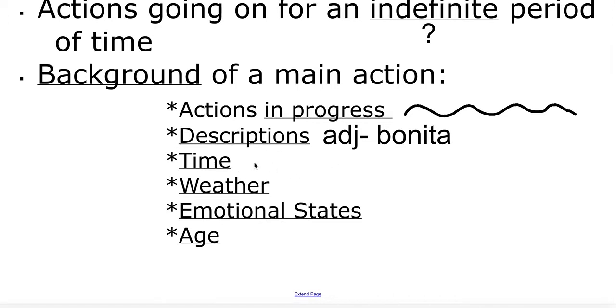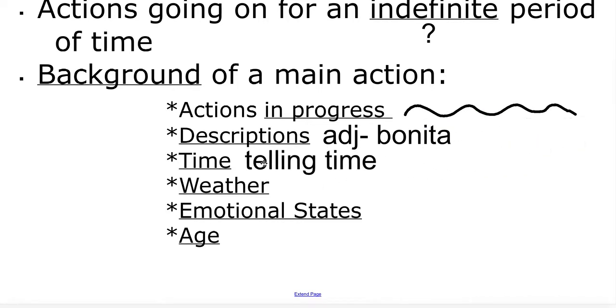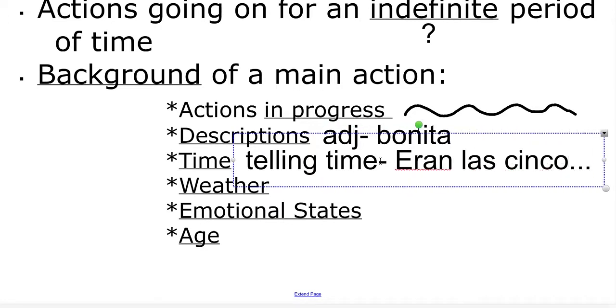If you're telling time, and I want you to add the word telling time, because if you just think of time, there are other reasons where time may be preterite. So we're going to talk about that soon. So telling time, it was 5 o'clock. You would say eran las 5 de la noche or de la tarde. So you have to use the imperfect tense with that.